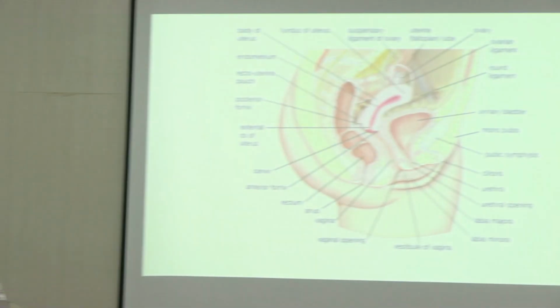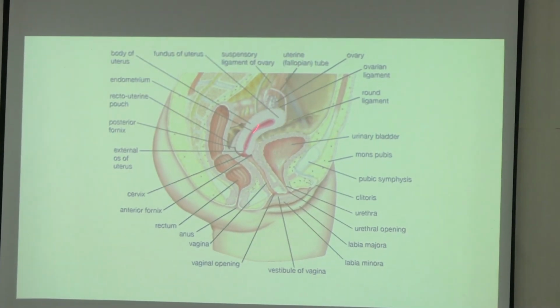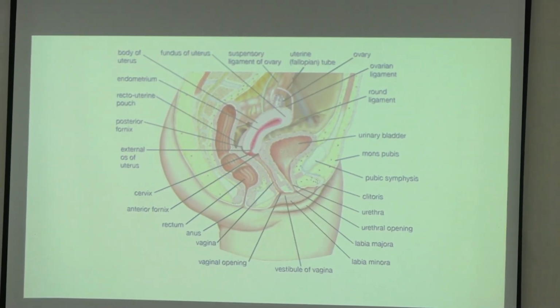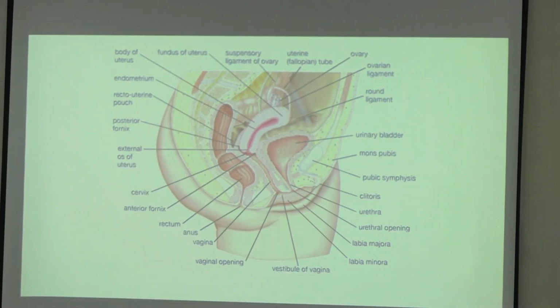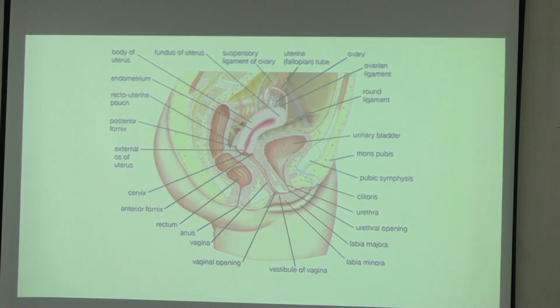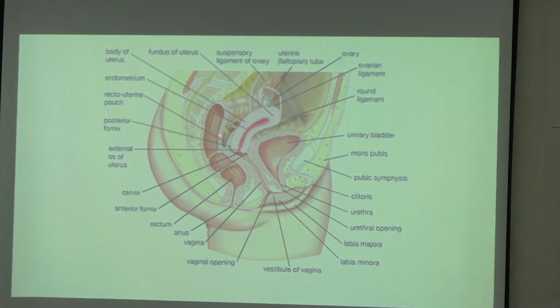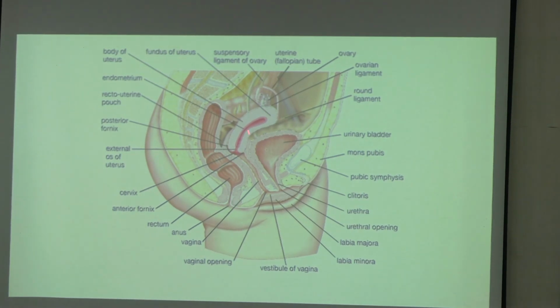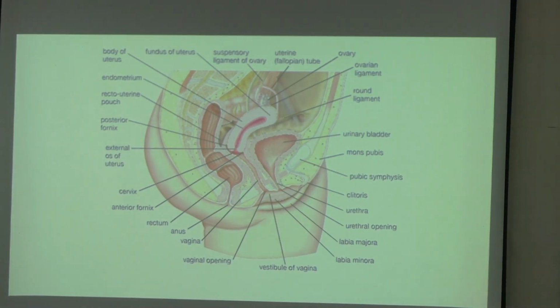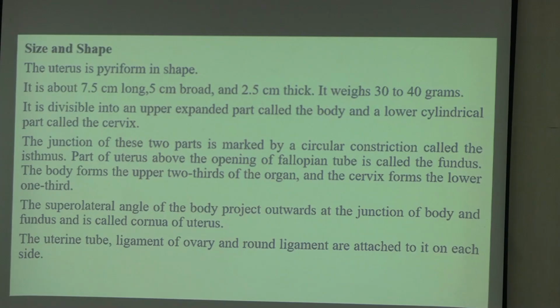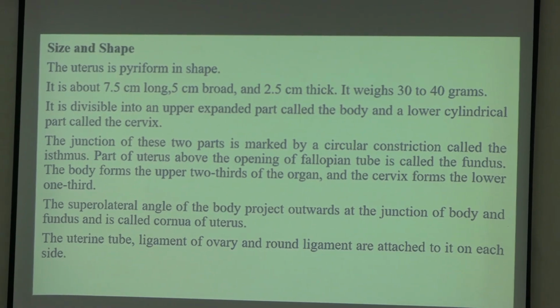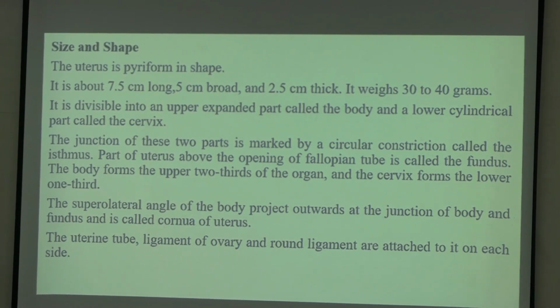Okay, here you can see the location of the uterus situated in the pelvic cavity, in between what? In between the bladder and the rectum. Can you see the bladder? This is the bladder and this is the rectum. So in between these two, you can see the uterus is situated. Okay. Now, what is the shape of the uterus? It is pyriform shaped, also called inverted pear shape.